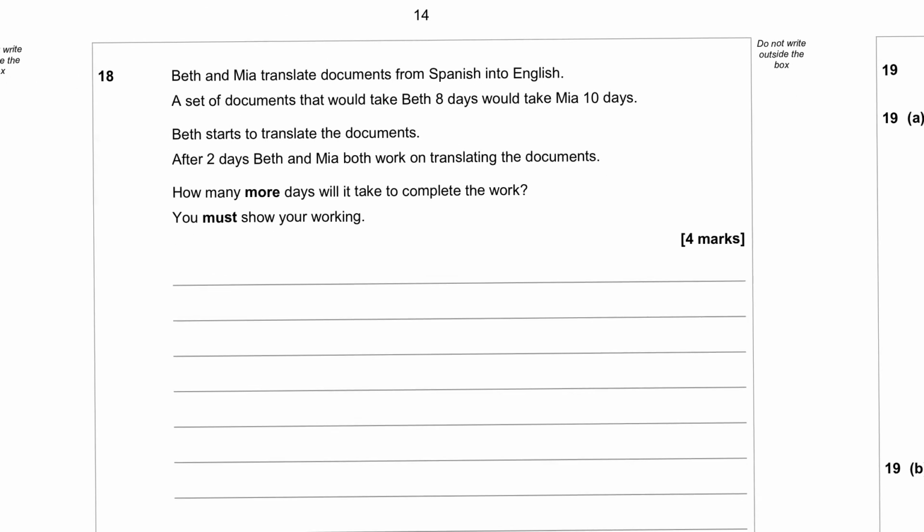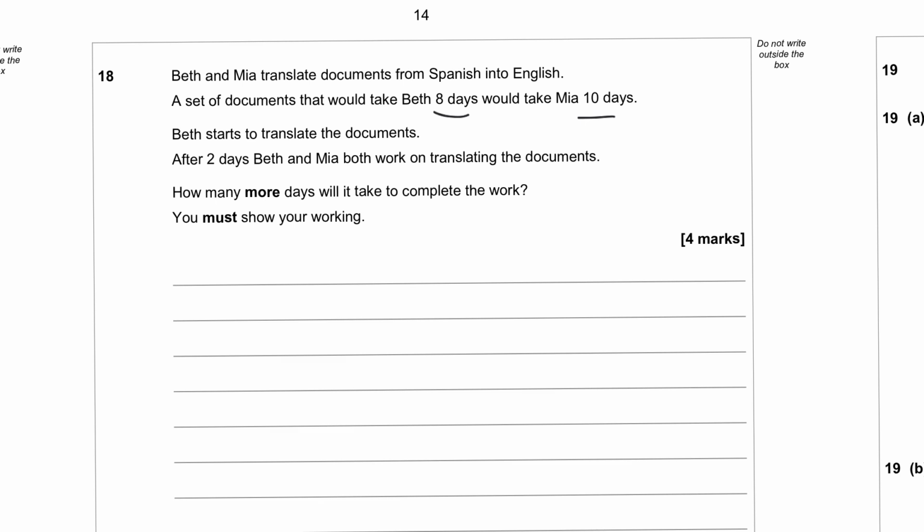If you've made it this far, well done. Right, so Beth and Maya translate documents from Spanish to English. Anyway, a set of documents that would take Beth 8 days would take Maya 10 days. Beth starts to translate the documents. After 2 days, Beth and Maya both work on translating the documents. So then it says, how many more days will it take to complete the document?